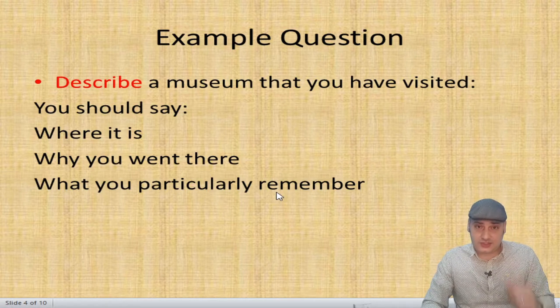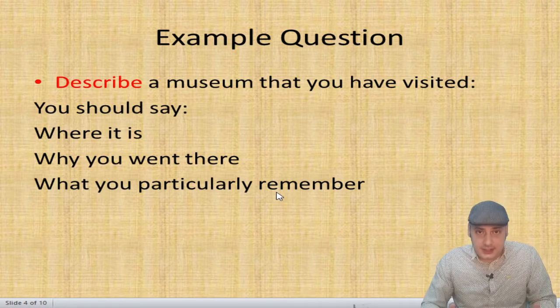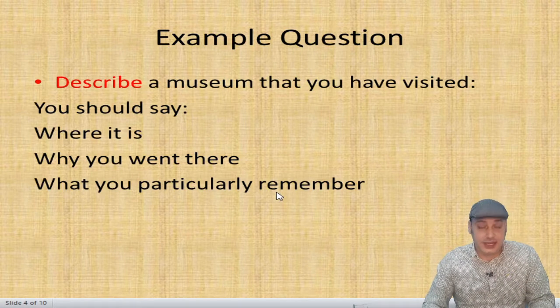The examiner is going to give you the paper, the pencil, and this example of questions. You're going to look at the questions. You're going to write whatever you want to write. You have 1 to 2 minutes. And then you're going to start speaking. The examiner is not going to ask you where it is, why you went there, what you particularly remember. No, the examiner is not going to do that. You have to look at the questions while you are speaking and you have to answer.